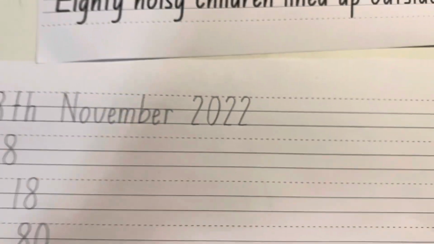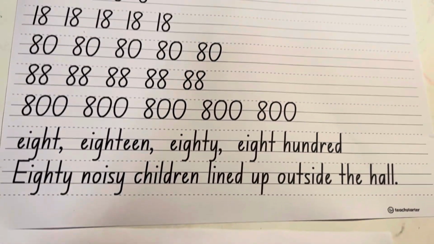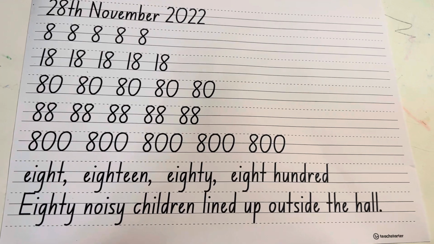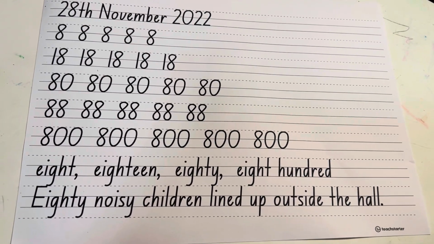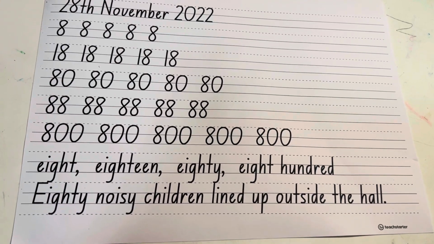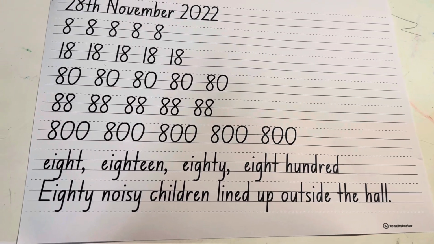And today's sentence is eighty noisy children lined up outside the hall. Make sure you have your capital letter and your full stop and finger spaces in between for your sentence. The finger space in between your words.